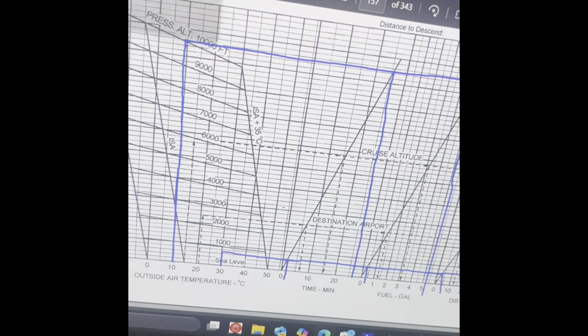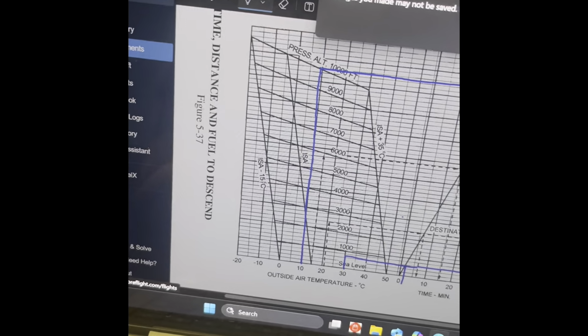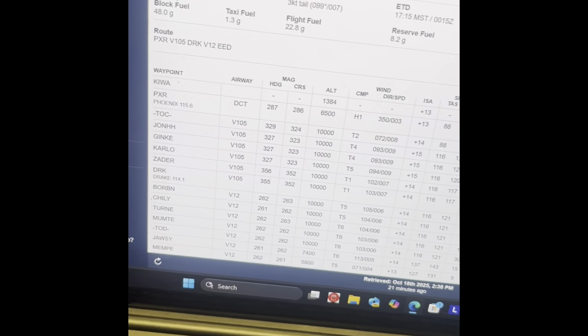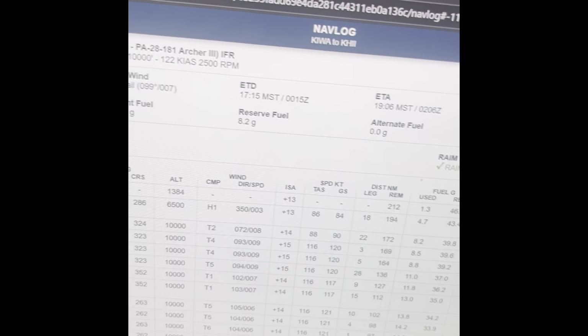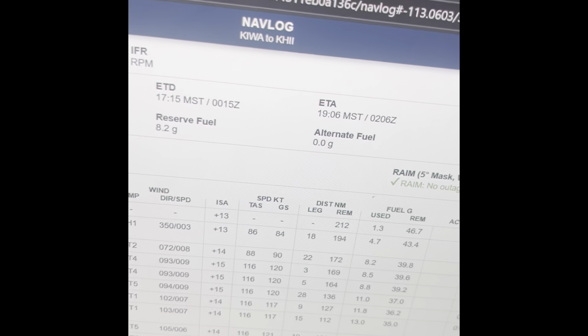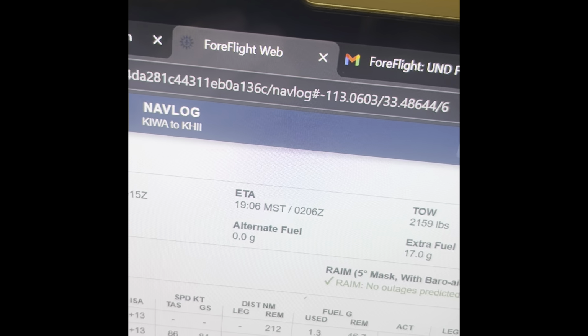So for the cruise portion, what you're going to do is you are going to look at your total time on ForeFlight. So if you go to ForeFlight, you can either look on your map, but I'm just gonna go flights, and then I'm gonna go to my nav log. So it's gonna take me total time about 1 hour and 51 minutes. So that's about 60 plus 51 is about 111 minutes. So what I'm gonna do is I'm gonna take that 111 minutes, that total time, and I'm gonna subtract 25 minutes and 24 minutes.